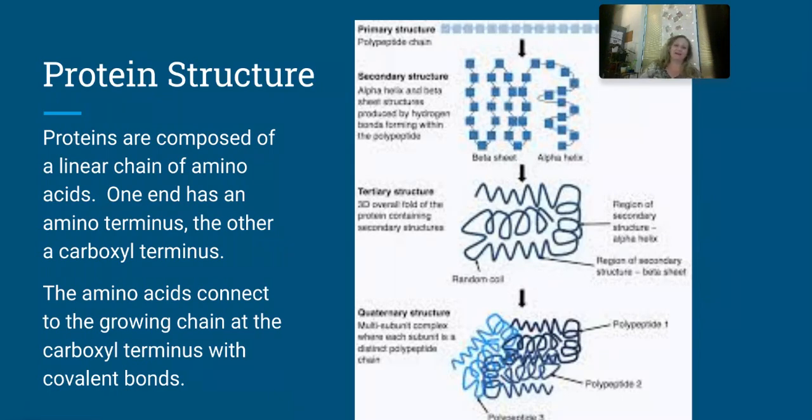So now let's shift back into talking a little bit more about protein structure. And this is back in the 1.5 segment of the AP information. Proteins are made of a linear chain of amino acids. One end has an amino terminus, the other has the carboxyl terminus. And we've talked about this in previous videos. The amino acids connect to the growing chain at the carboxyl terminus using covalent bonds. So you're going to have your amino acid and its friend's going to come along, another amino acid, and it's going to attach to it using a covalent bond, and it's going to attach where that carboxyl terminus is. That's the direction of growth.